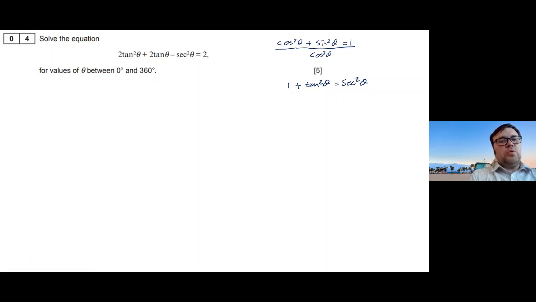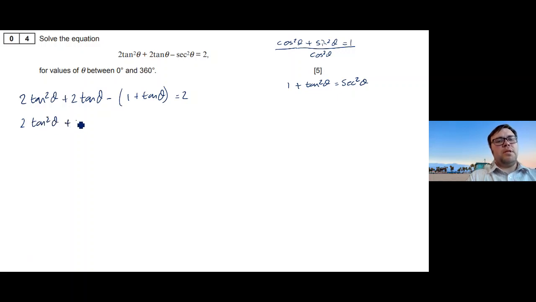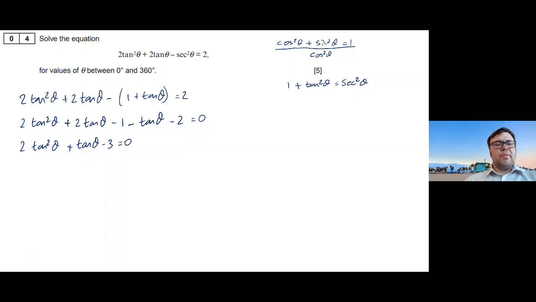So we're going to have 2 tan squared theta plus 2 tan theta minus, and then put in brackets 1 plus tan squared theta, equals 2. Expanding would give us 2 tan squared theta plus 2 tan theta minus 1 minus tan squared theta, and I'm going to bring the 2 over, so it's going to be minus 2. So tan squared theta and then plus 2 tan theta minus 3 is equal to 0.